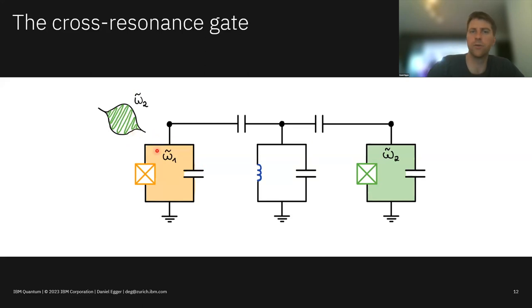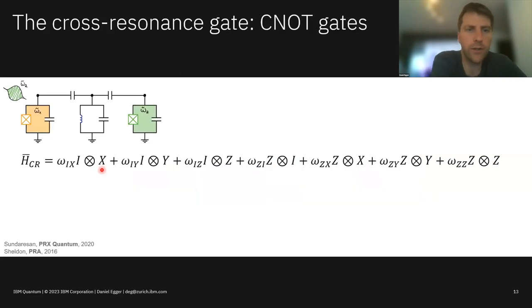So for instance, if this qubit has a transition of 5 gigahertz and this one has a transition of 5.2 gigahertz, I would be applying a pulse to qubit 1 at a frequency of 5.2 gigahertz. And if I do that, I generate this form of Hamiltonian here. So this is known as the cross resonance Hamiltonian.